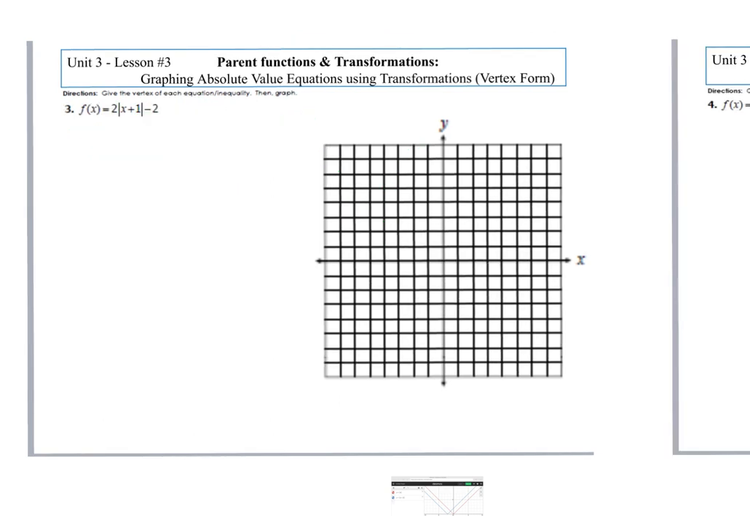Okay, number 3, we have the function f of x equals 2 times the absolute value of x plus 1, and then subtracting 2. So if you'll recall, to graph these, when we're using the vertex form shortcut, we need the vertex and we need the slope. So a vertex is an ordered pair. The vertex is called h and k. Again, it's the same thing as x and y. The x value is the h, the k value is the y value in this situation.